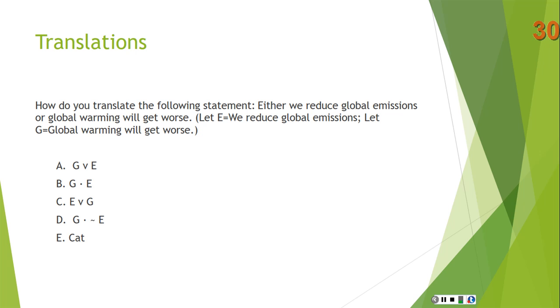B is not appropriate because it uses the dot. The dot is used to translate and. D is not appropriate because it uses the dot. The dot is used to translate and. Plus, it has the tilde, which means not the case that we reduce global emissions. And E is not the right answer. That's just the word cat.